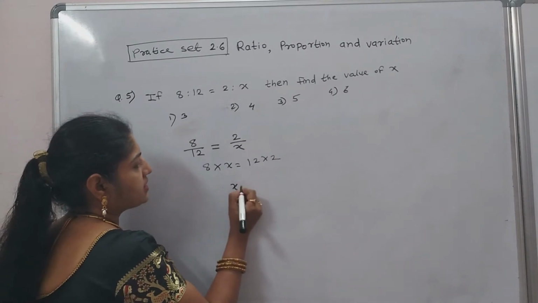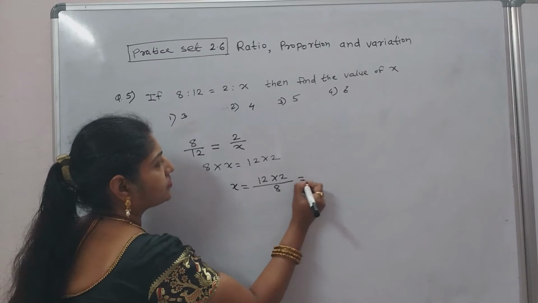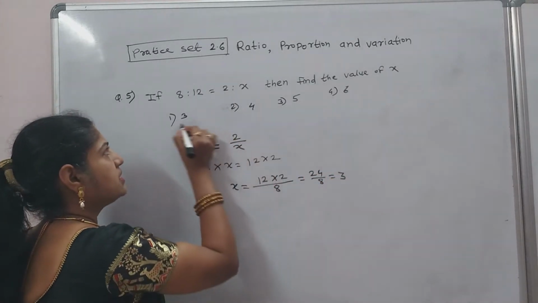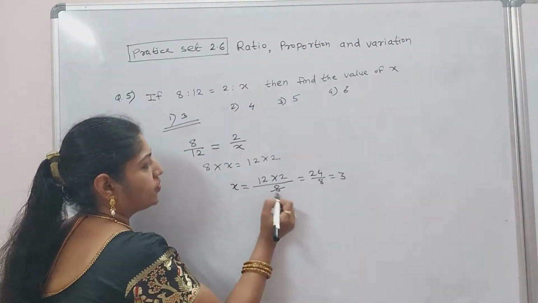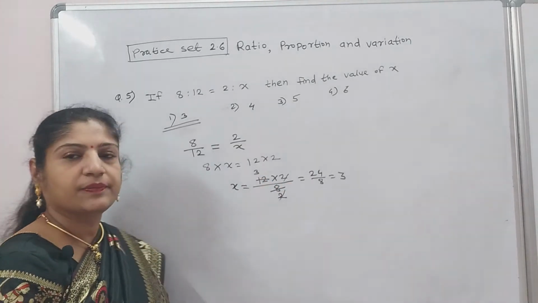Find the value of x. 8 goes to division. 24 upon 8, that is 3. Our answer is option number 1. Or 4 2s are 8, 4 3s are 12. 2 2 cancel. Answer is 3.